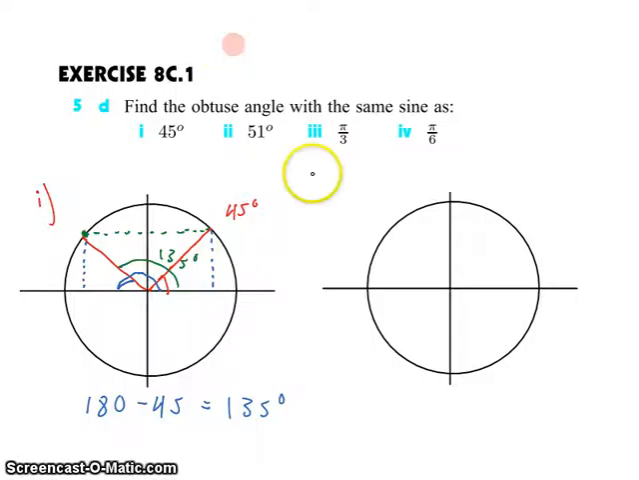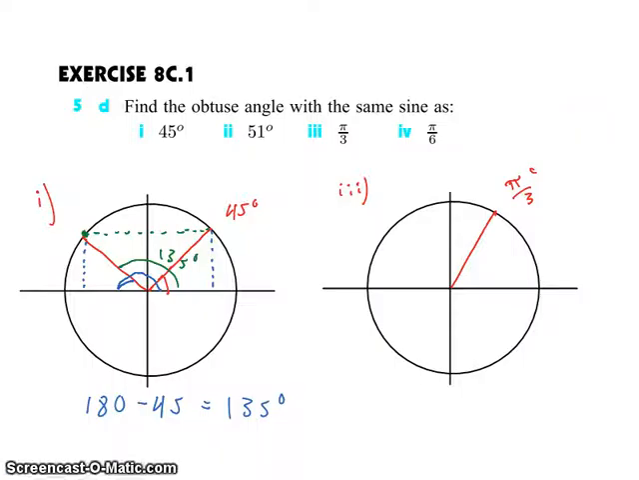Let's try another one. I'll skip part 2. Let's go to part 3 so we can work in radians. In radians we have an angle pi on 3. That's a third of pi. Pi is halfway around, so it's a third of halfway around. It's going to look like this. That's the angle pi on 3 radians.